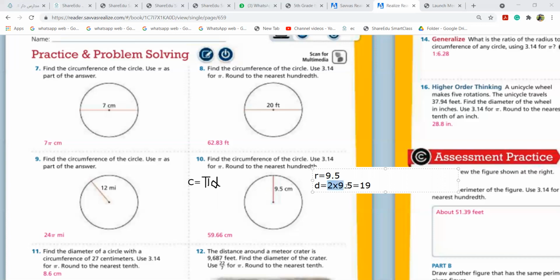This step, Dana, you understood? What did I do here? I made it double, 9.5 plus 9.5. That gives me 19. Instead of pi, I need to write here 3.14. C equals 3.14 times 19. If I multiply both, 3.14 times 19, I get 59.66 centimeters. This is my answer.